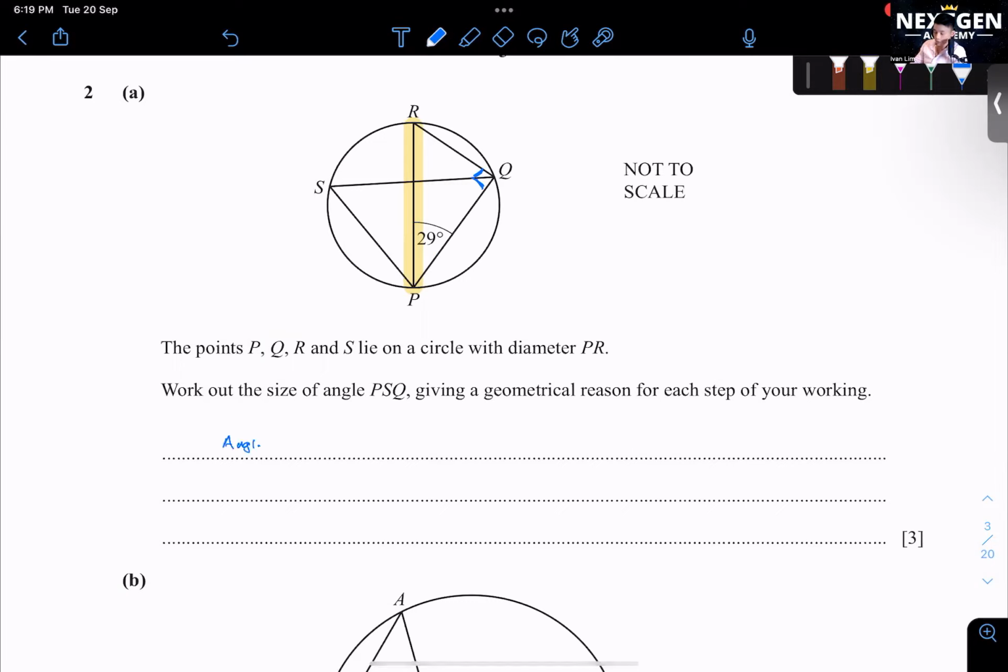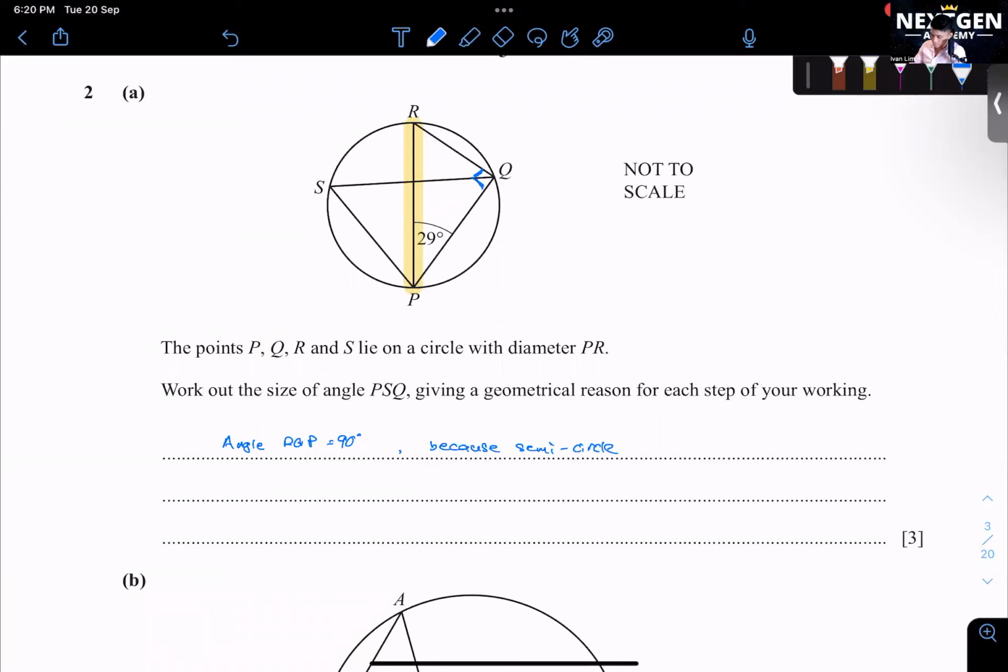Angle RQP equals 90 degrees. Why? Because semicircle. Actually, you just need to write the key points only. It's not an English lesson. So just remember the key points here.